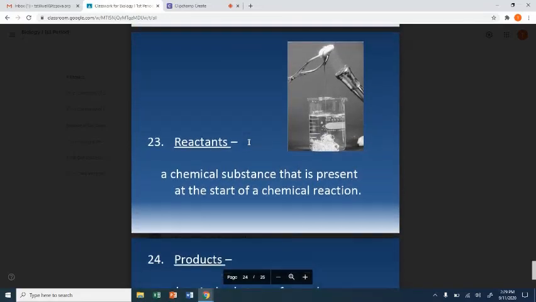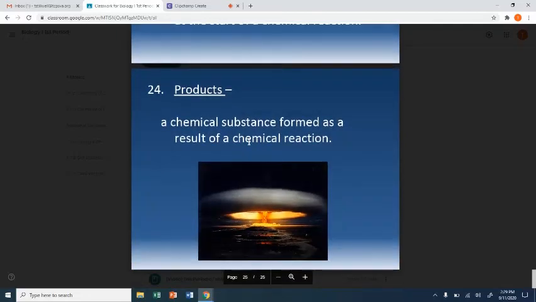So when we have a chemical reaction, what we start with is called the reactants. Okay, so the reactants are going to react to make the products. So the reactants in photosynthesis, we start with sunlight, water, and carbon dioxide. Those are our reactants. They make the products, the glucose and oxygen. So the products are what gets formed as a result of the chemical reaction. They're what we end with.